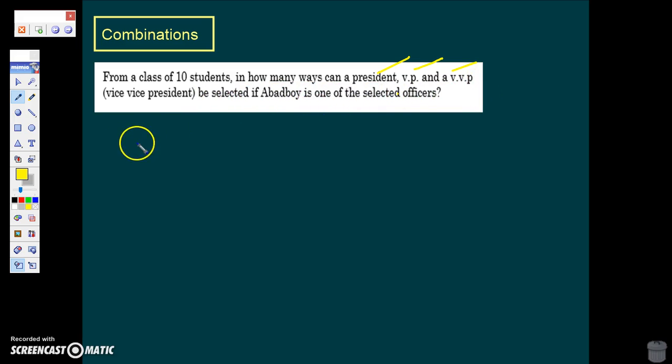So remember, it's easy to see that there are only three cases wherein you have the president, the VP, and the BVP, and to make a bad boy one of them. So the case number one, let's just use simple counting here. Let's have a bad boy as a president. So this spot here is taken by a bad boy. And then you have here 9 only to choose for our VP, and then 8 to choose for our BVP. So we have here 72 ways.